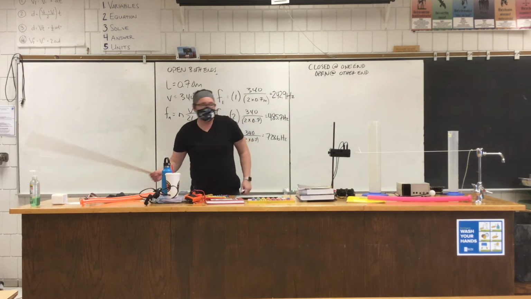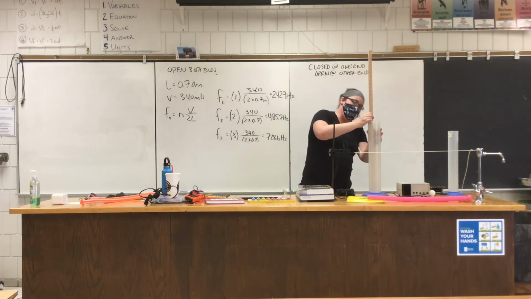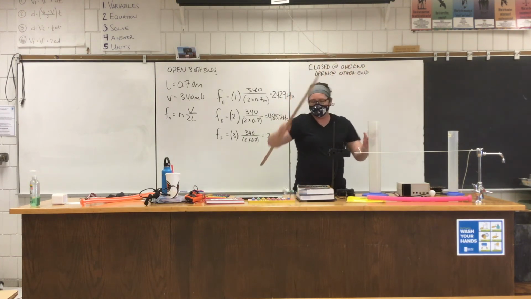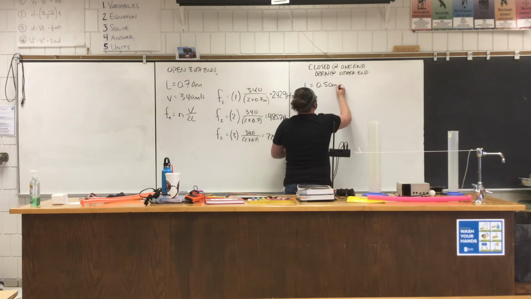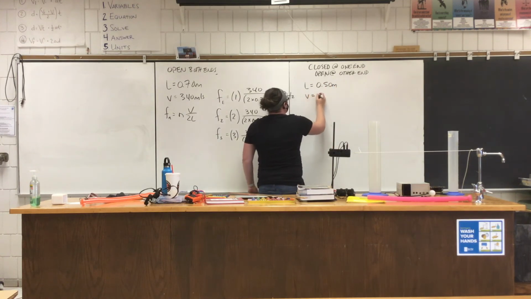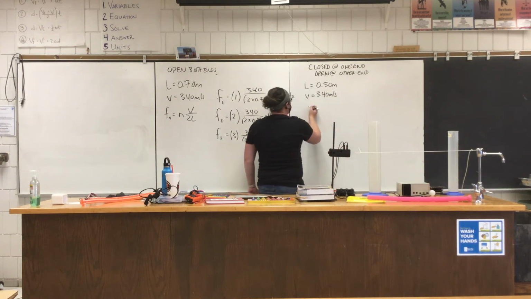So if we take the meter stick and measure, the length of this tube is exactly half a meter tall. So we'll do the large one first. Here, L equals 0.50 meters. We know that v we'll use is 340 meters per second, and this time we're just going to solve for f of 1 and f of 3.